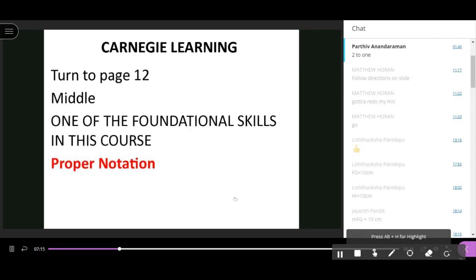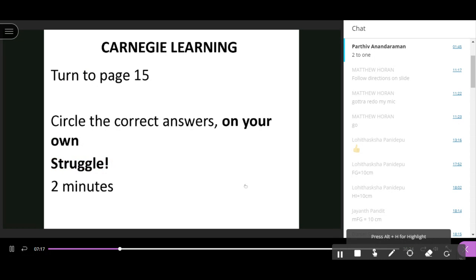I want you guys to turn to page 15. Let's all lower your hands, sorry. Turn to page 15. On your own, circle the correct answers. This is the stuff that drives students nuts because they see like the little details of geometry. Give it your best shot. Circle the correct answers. Page 15 on your own. Go. Raise your hand when you're done.